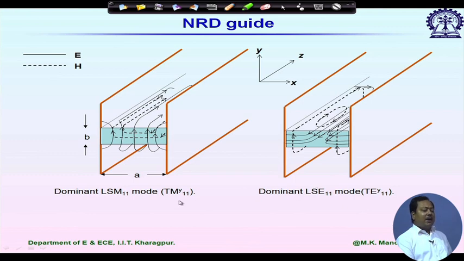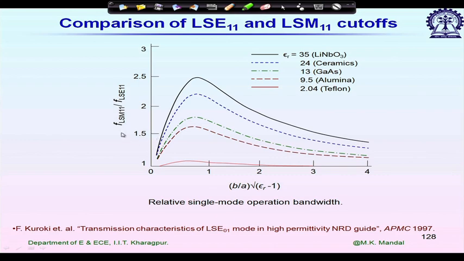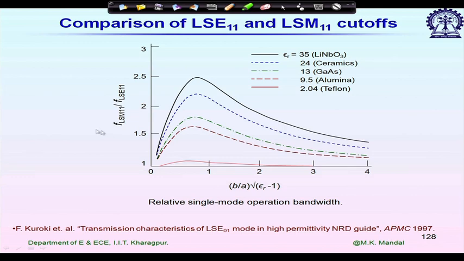So that means if I excite this structure in LSE configuration, LSM mode will not be easily excited or vice versa. Next is the mode separation. We are plotting the cutoff frequencies versus b/a. So LSM11 and LSE11 versus (b/a) into root(epsilon r minus 1). LSM11 is having higher value than LSE11.